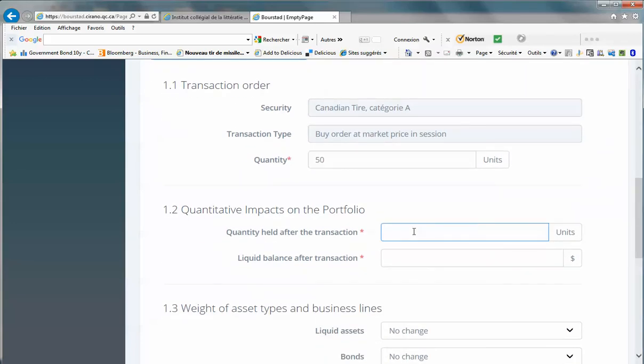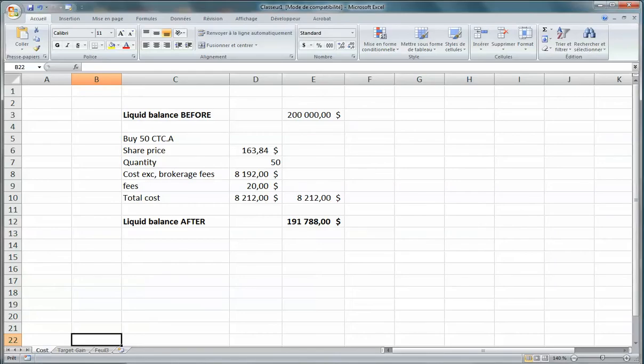After this transaction, I will have in my portfolio 50 shares. It's my first transaction, so there are no other Canadian Tire shares in the portfolio. The liquid balance, obviously the application is able to calculate the exact amount that will be left after the transaction, but Bourstad is also an activity where I have to show that I know where I stand when I want to perform a transaction. So with the little help of an Excel spreadsheet, I will just figure out exactly what I will have in my portfolio after.